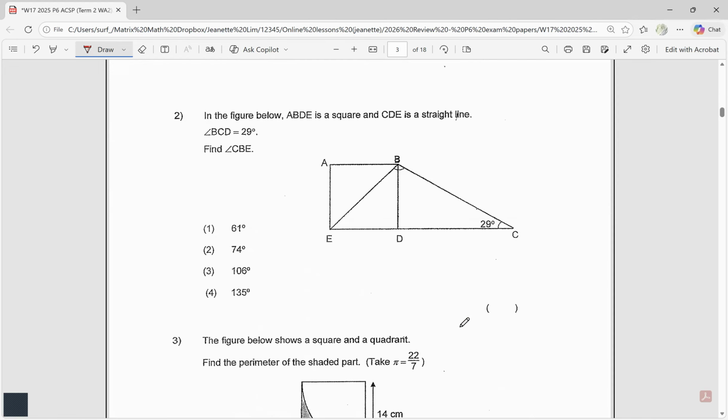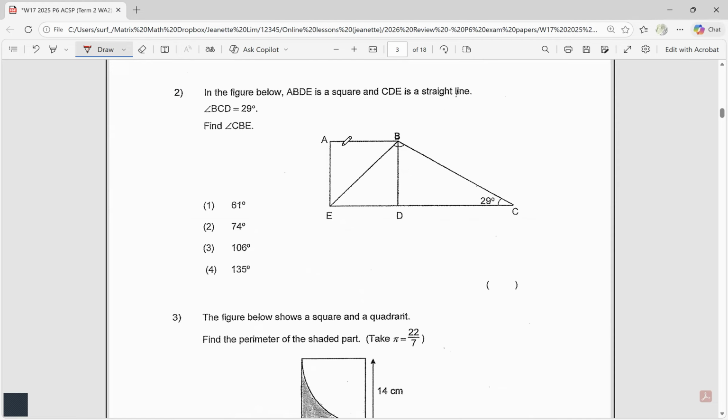Question 2. In the figure below, ABDE is a square, CDE is a straight line. You have 29 degrees. Find angle CBE. This angle over here. So firstly, we have a square. Their sides are all the same. And if you have a square and a diagonal line cuts through it, this would be 45. Here, you will cut through the right angle, cut it by half. Only works for a square, not a rectangle.